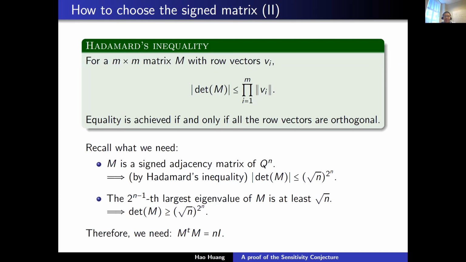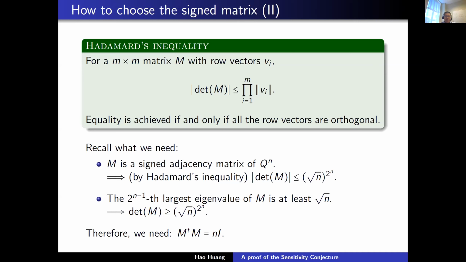Now let's try to recall what we need. We need to find a signed adjacency matrix such that the 2^(n-1)-th largest eigenvalue is at least square root of n. Since this is a signed adjacency matrix of Q_n, what's the adjacency matrix of Q_n? You see on every row, there are n ones because every vertex has degree n in the cube. So if you change a sign to, let's say, -1, it doesn't change the length of that row vector. So every row vector is of length square root of n. Now multiply all these lengths, and you get an upper bound, which is square root of n to the power of 2^n.